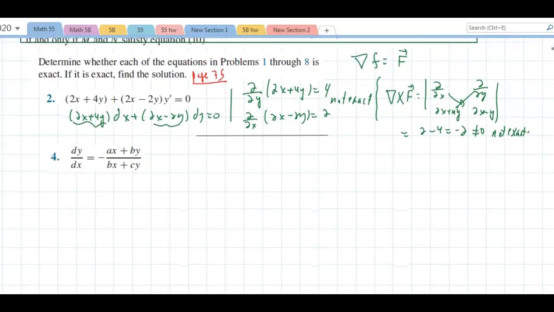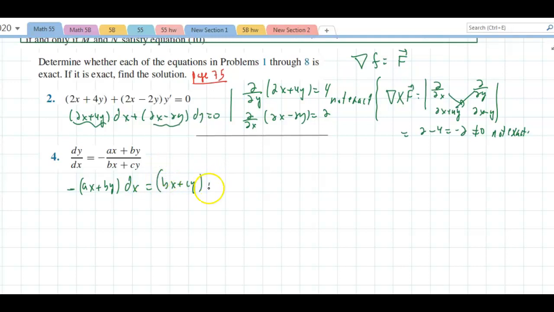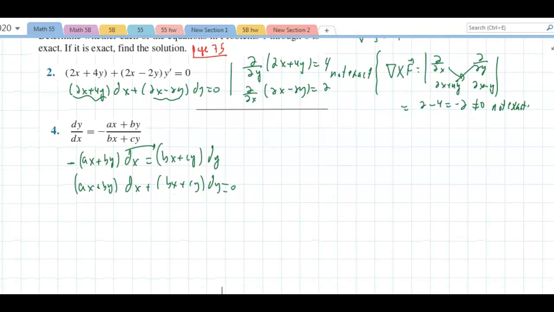So, number 4, the same deal. If I really cross multiply, I'm looking at negative ax plus by dx equaling bx plus cy. And here, just like calculus, a, b, and c, all of these are constants. So if I move this to the right, I'm really looking at ax plus by dx plus bx plus cy dy equals 0. And if I go ahead and see if those are exact, well, let's see.